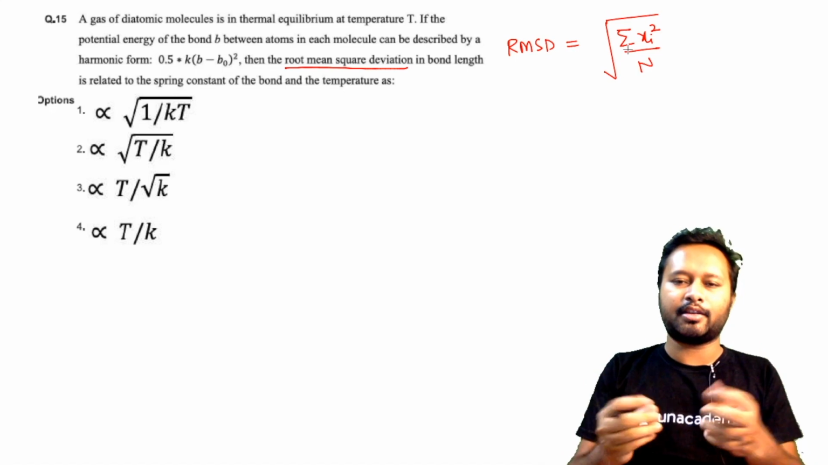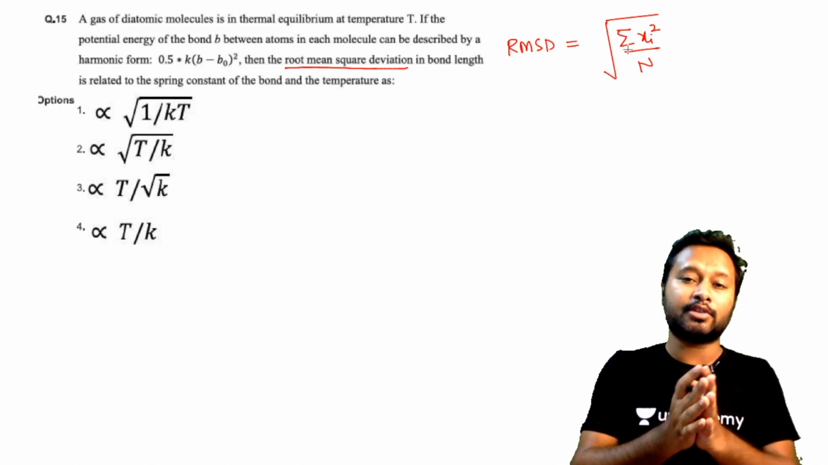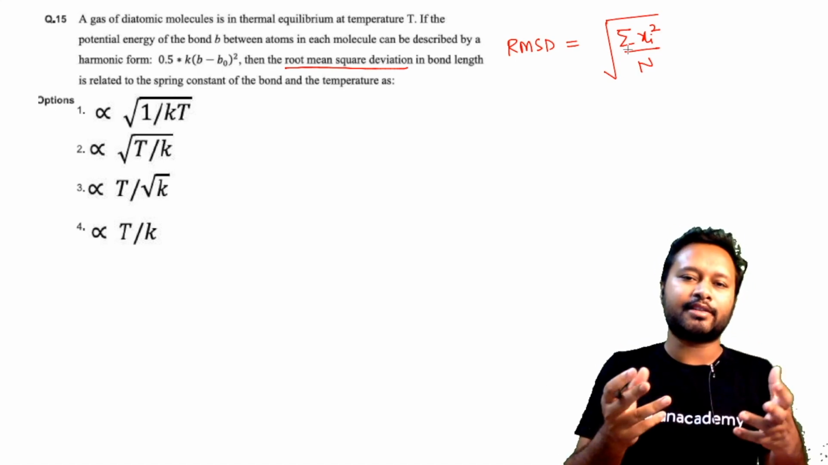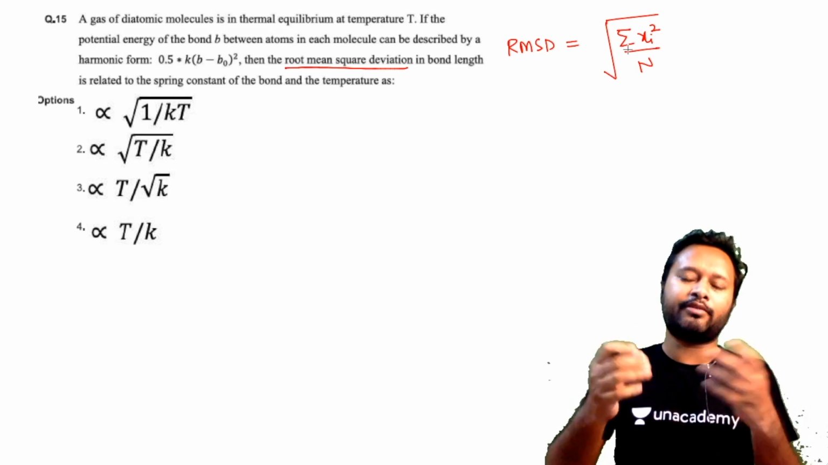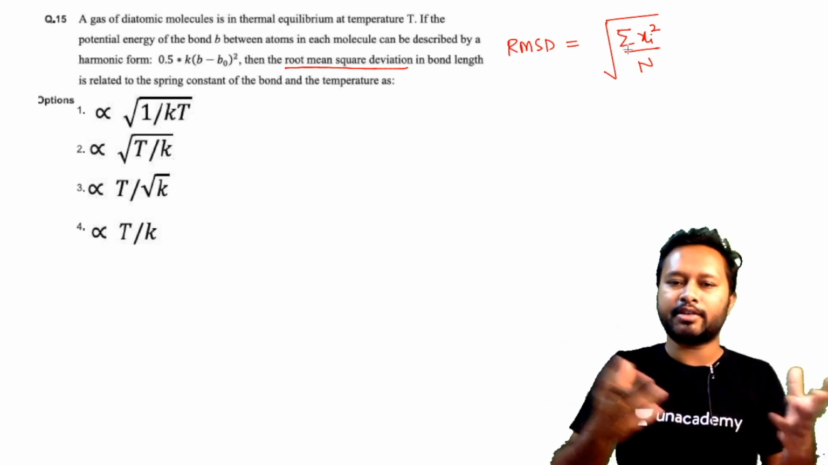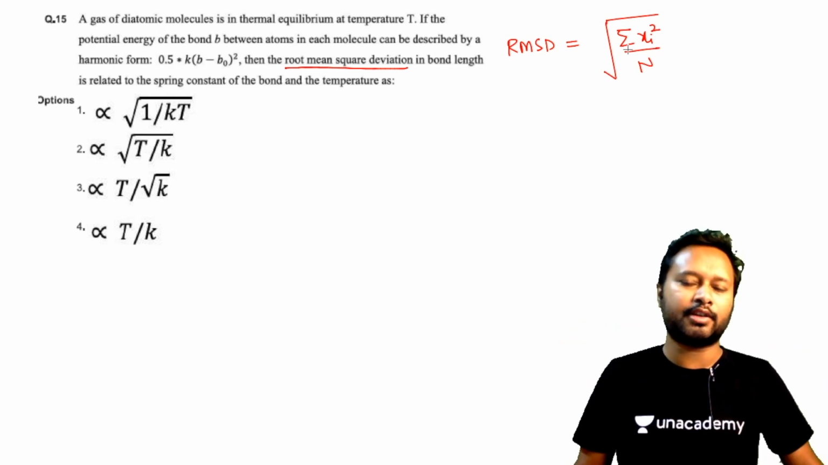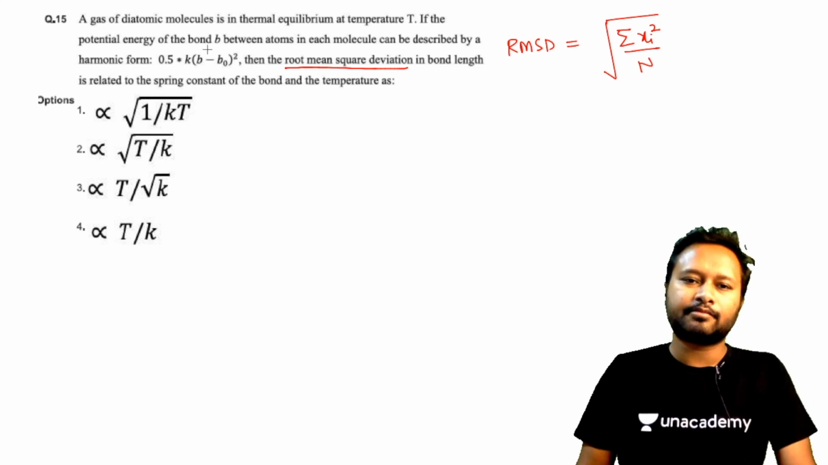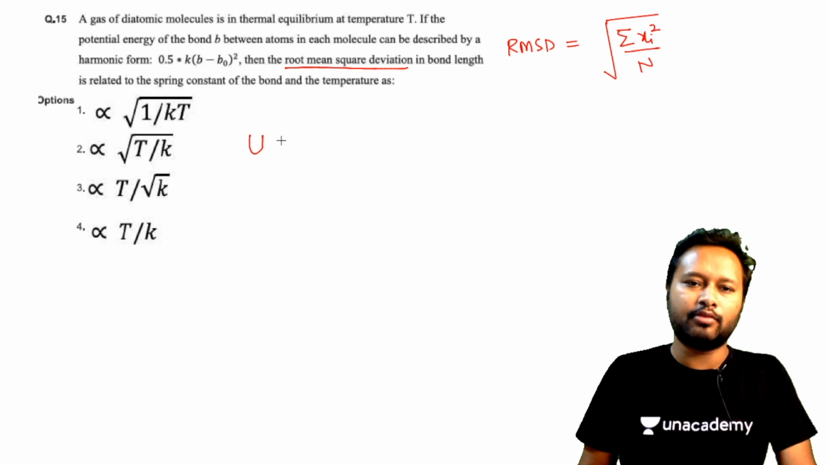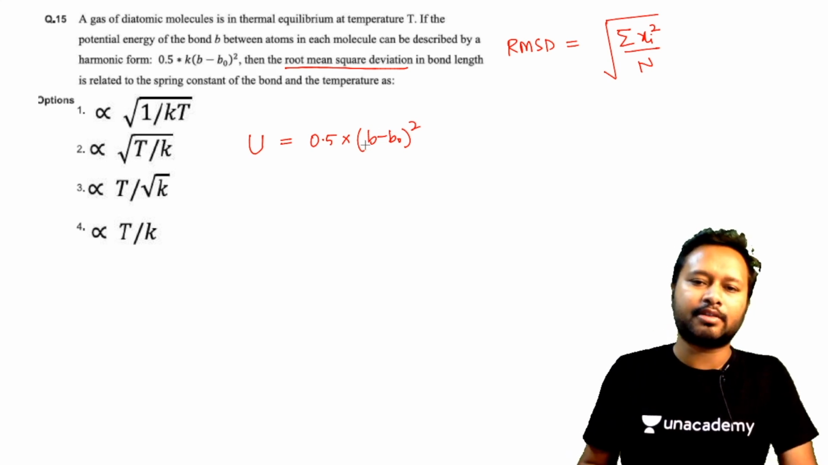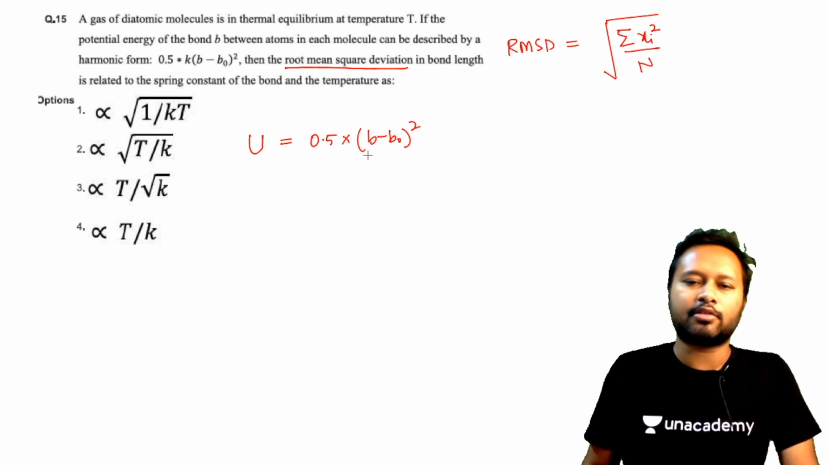Anything like this is generally a value used in computational chemistry, most precisely to understand how a molecule is shifting from its mean position, or how the bonds are changing throughout the simulation. That's a different thing, but fine, let's come back to this. For the given question, the potential energy, let's say U of the system, is given by 0.5 into B minus B naught square. Now this is nothing but the xi value, meaning the bond length. We can consider it as xi also, and this is the internal energy of the system.